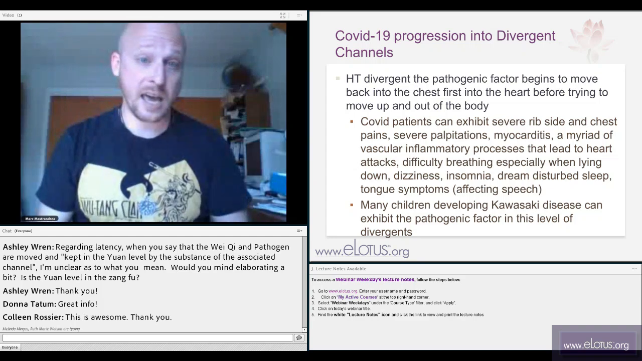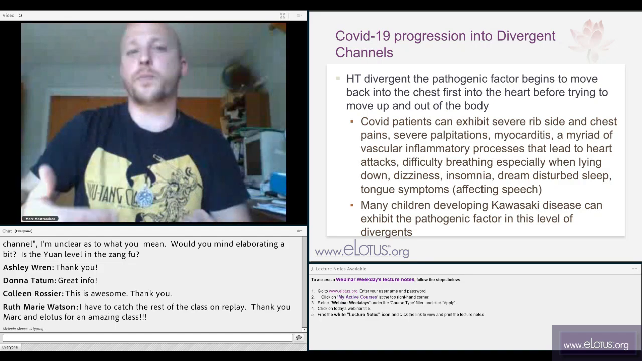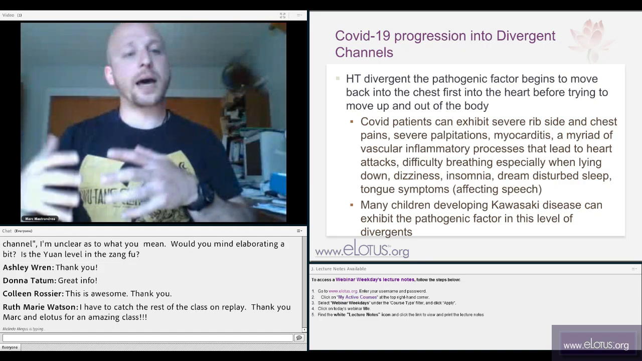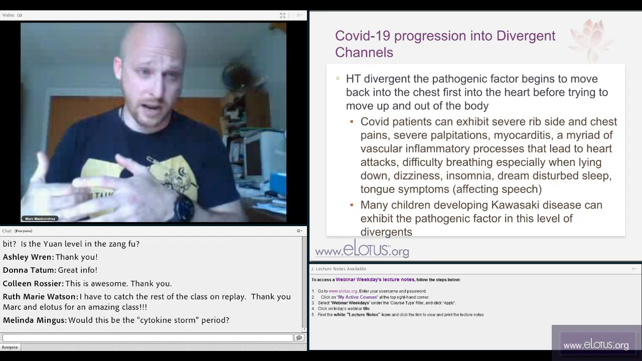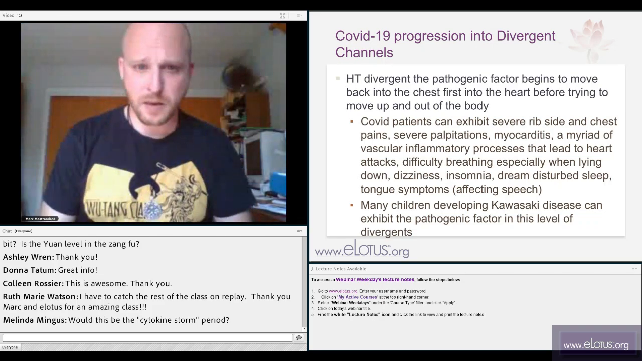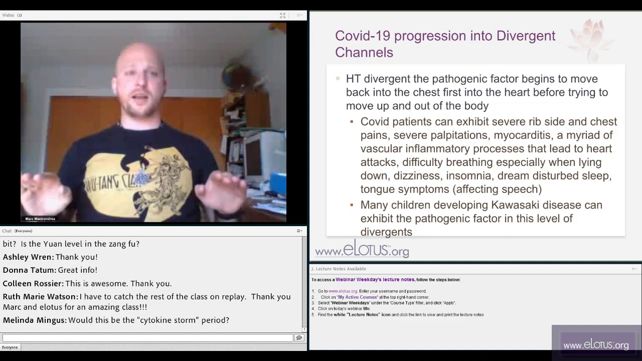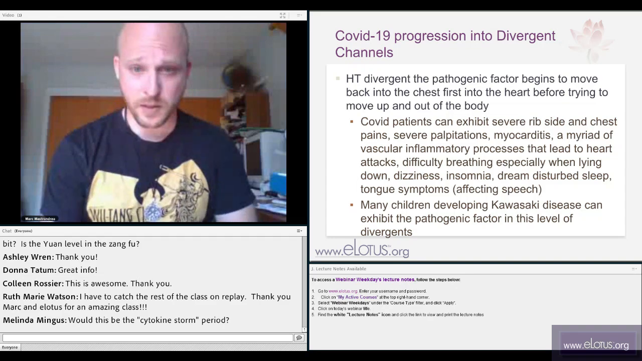Why? Because it's progressed to at least the layer of the heart, if not deeper than that, right? If it progresses beyond the layer of the heart divergent and they haven't had a heart attack yet, it's because the body had enough to protect it and keep it away from the heart before it got there, right? But if it doesn't have that, then you could have a heart attack right in that level, right? So you get more difficulty breathing, particularly in this stage. You get lying down breathing issues. You can no longer lie down and breathe. You have to sit up.